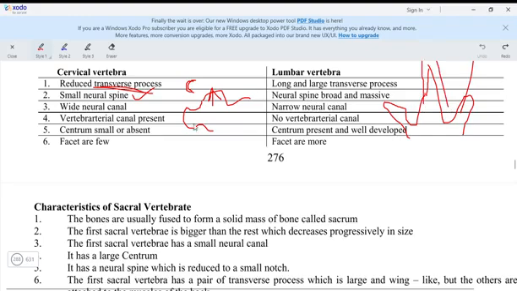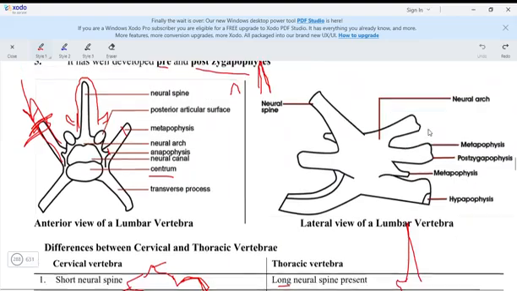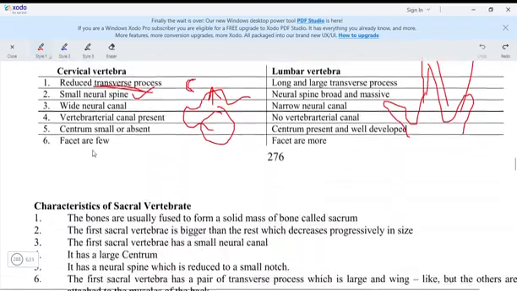Wide neural canal in cervical. His own neural canal is big enough, wide neural canal. But this one, his own neural canal is narrow, so it's not that wide. So as you can see here, his own neural canal is not wide enough, it's somehow narrow. So that's for the lumbar.